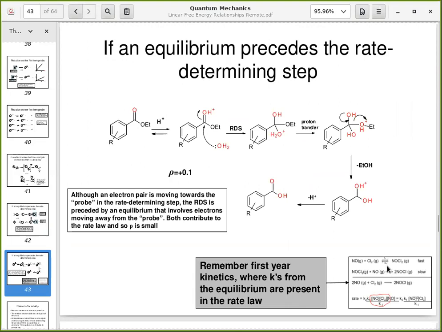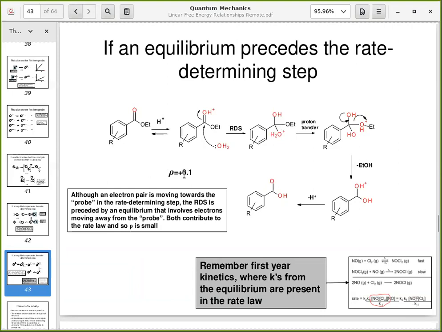Have a look at all the Ks there. And notice how all the Ks appear within the rate determining step, which means that if you've got an equilibrium with loss of electrons preceding a rate determining step with gain of electrons, you've got both loss and gain contributing to the overall rate law. So here's another example. And I like this example.